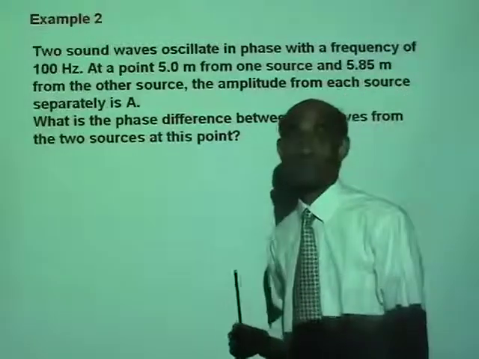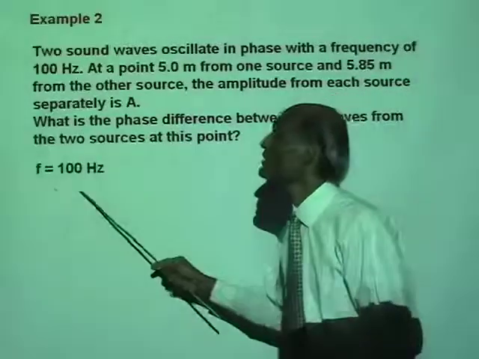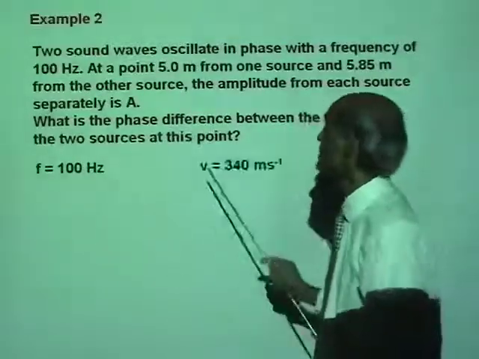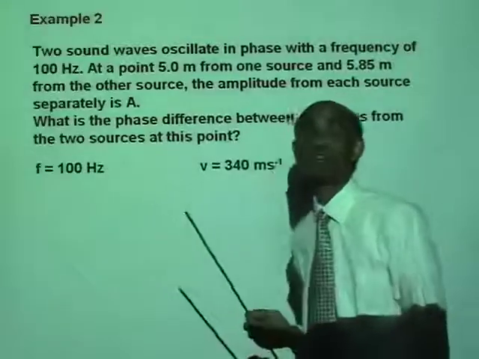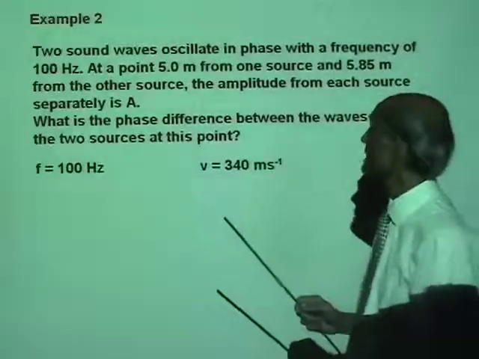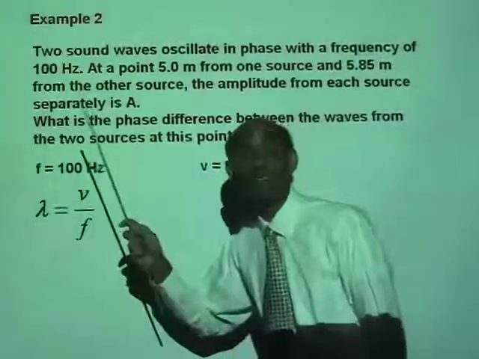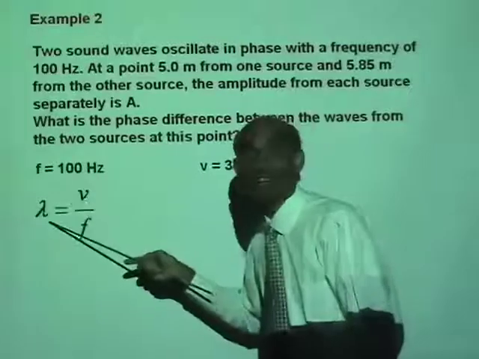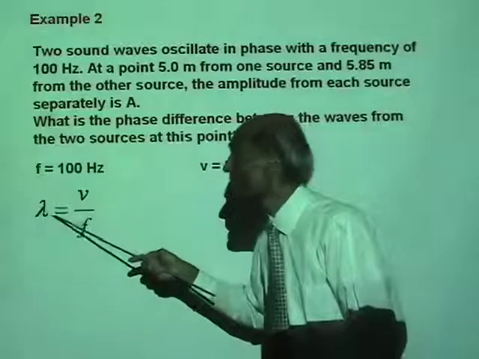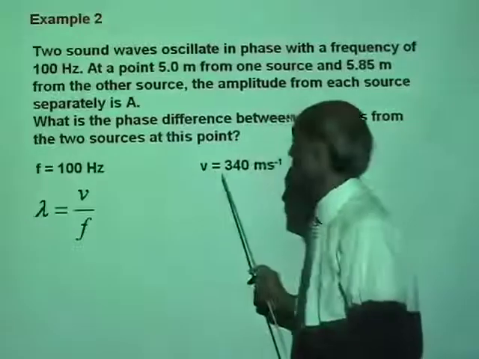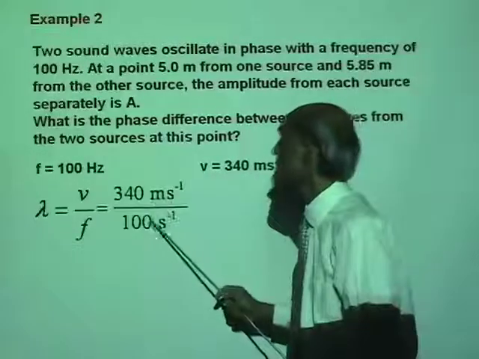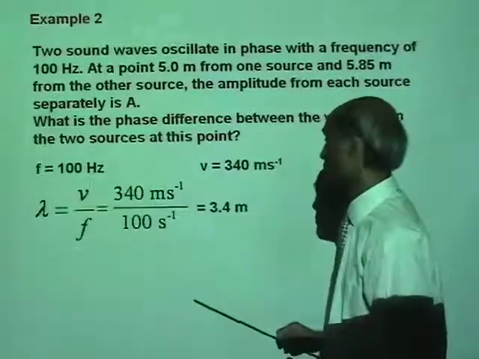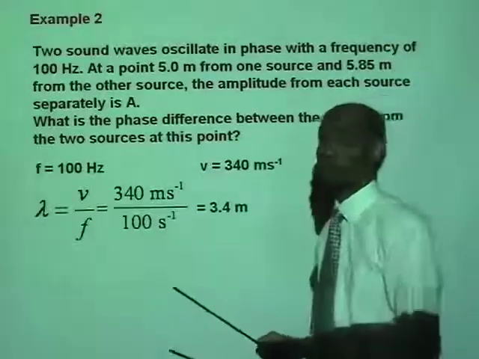Well, what are the given data? The frequency of the sound produced by both sources is 100 Hertz, and you know the speed of sound is 340 meters per second. That means we can calculate the wavelength. Once you have the frequency and the speed of the wave, we can calculate the wavelength. Wavelength lambda is V over F. That will be 340 meters per second divided by 100 per second, which is 3.4 meter.